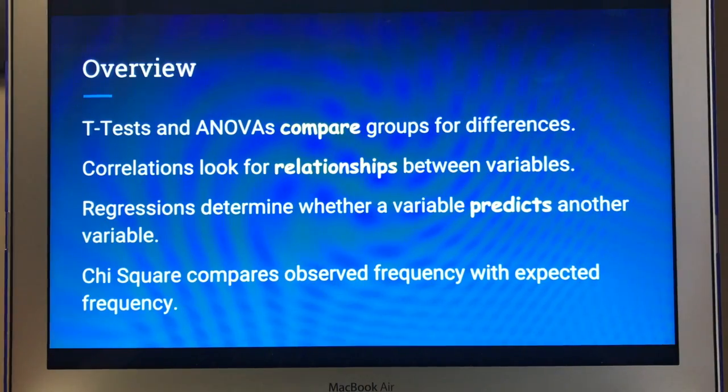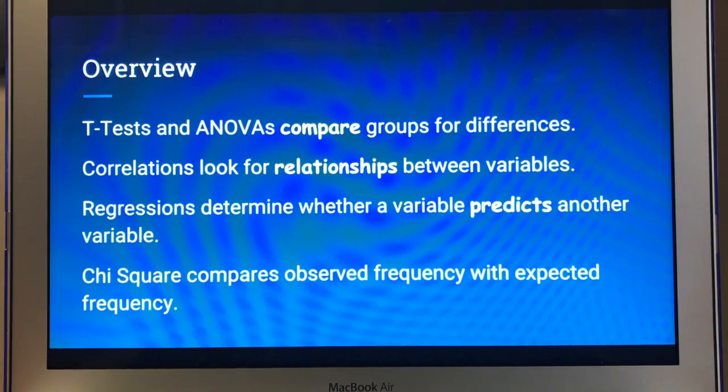And here's an overview of some of the key differences between types of tests. T-tests and ANOVAs compare groups for differences. Correlations look for relationships between variables. Regressions determine whether a variable predicts another variable. And chi-square compares observed frequency with expected frequency.